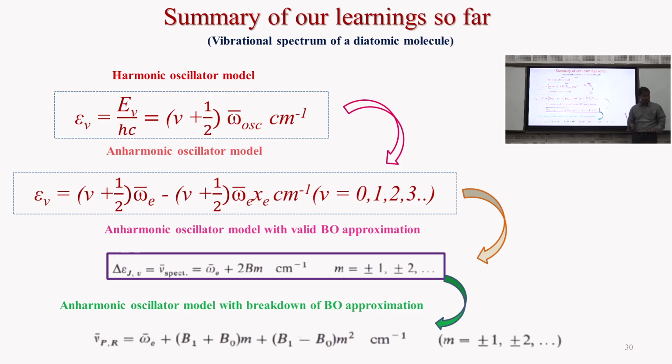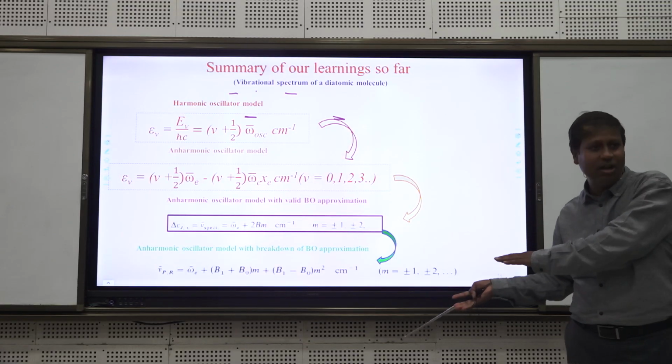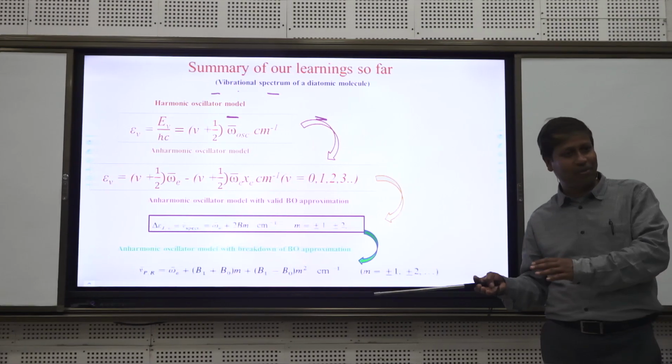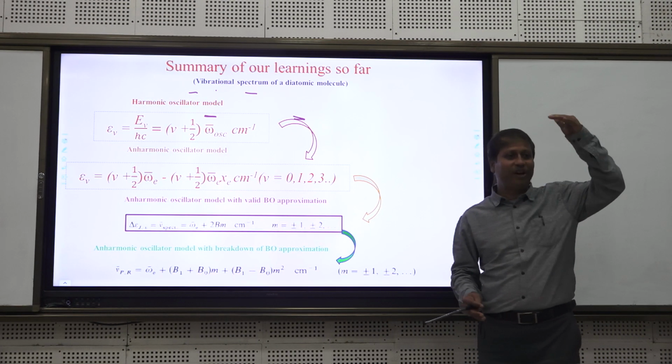So with the breakdown of the Born-Oppenheimer approximation, you get a different expression, and that one allows you to explain the CO molecule. This is how things happen. This is the simplest example, and everywhere in science it happens: you start from the lower one and then keep on rectifying it.